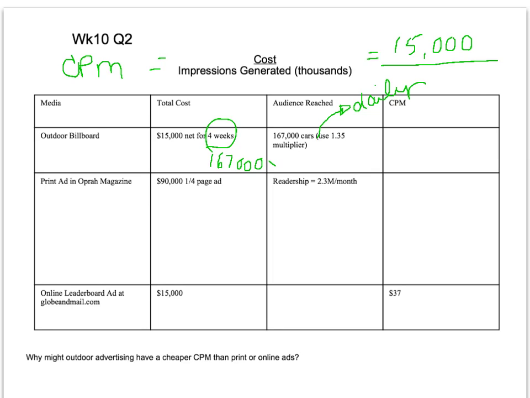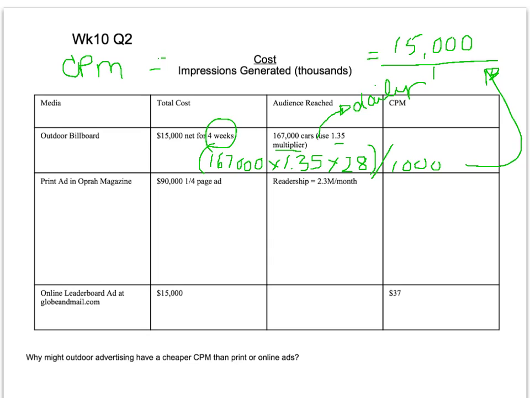We need to take 167,000. We need to first of all multiply it by 1.35, because as we saw in the presentation this week, yes, we have 167,000 cars, but there's on average more than one person in the car, and a typical multiplier that you use in outdoor advertising is 1.35. So on average there's 1.35 people in every car. And we need to multiply that by 28. The resulting number is going to be divided by 1,000 and then put up here in the denominator. Because again, what you're trying to do is get your impressions generated in thousands.